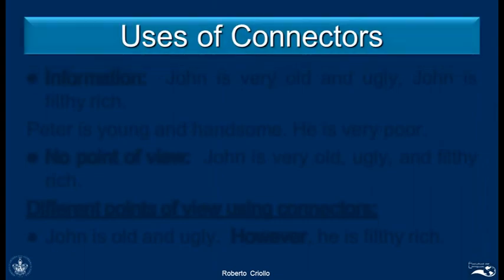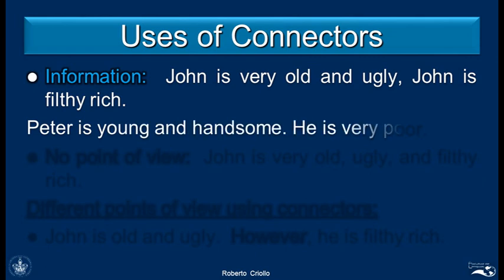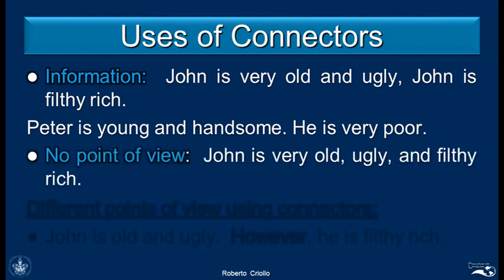Now I will show an example of how we can use connectors in order to build arguments. Let's suppose that we have this information. John is very old and ugly, and John is also filthy rich. We have this other information about a guy named Peter, and about him we can say that he's young and handsome, he's very poor. Now, if we just express the information that we have, we will use it like this. John is very old, ugly, and filthy rich. In this case, we have no point of view, we're just presenting the information.